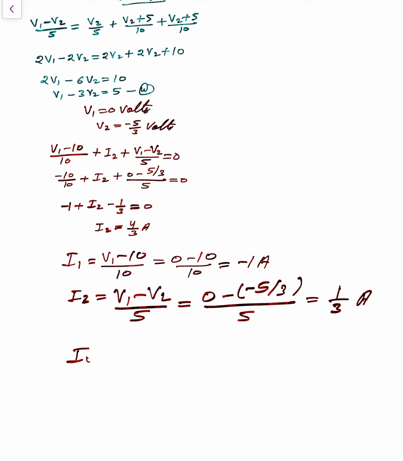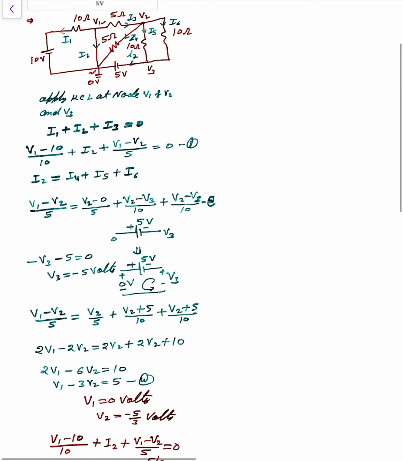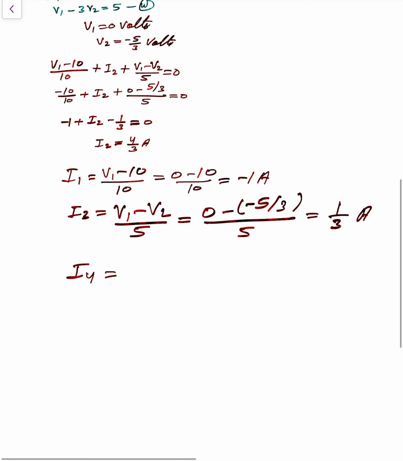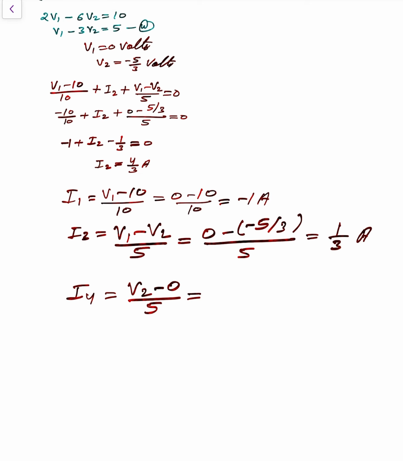What about I4? I4 is how much? V2 minus 0 divided by 5. So what about V2? V2 is basically how much? Minus 5 by 3 divided by 5. So we got minus 1 by 3 ampere.